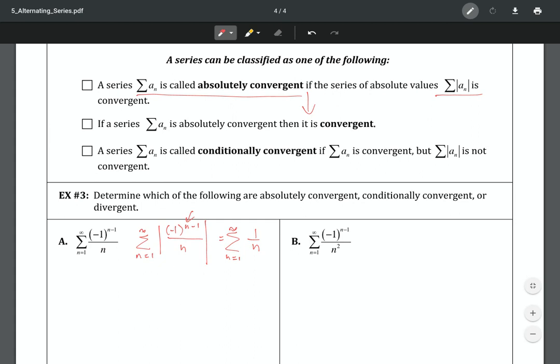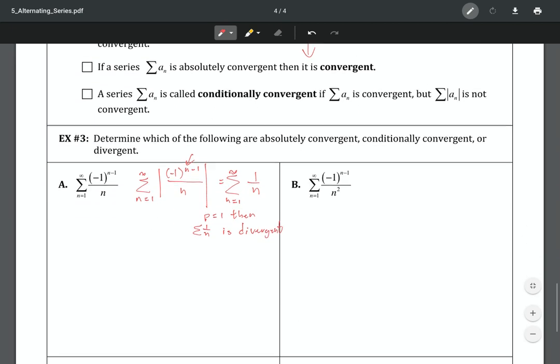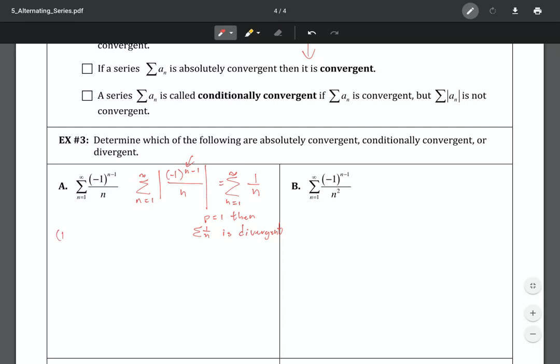Now, this happens to be one of the p-series where p is 1. And if p is 1, then 1 over n, or this right here, is diverging. Okay, now here comes the weird part. Now, this is an alternating series. Where this is greater than 0.